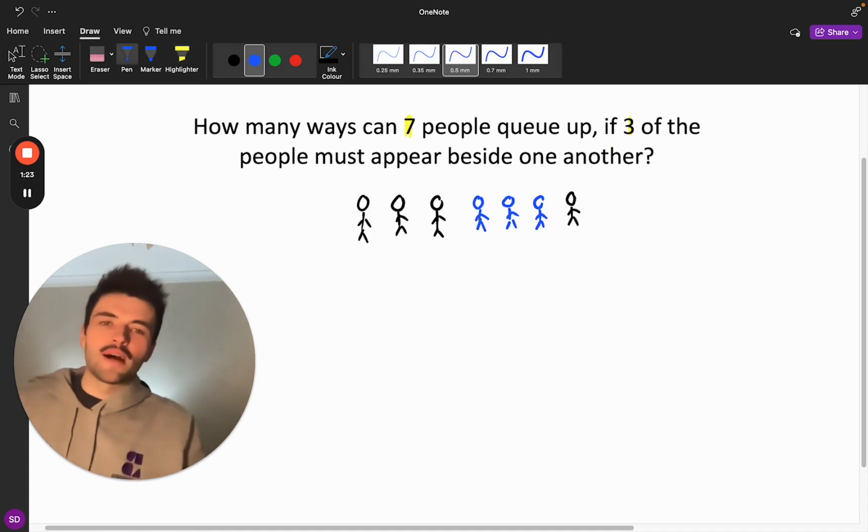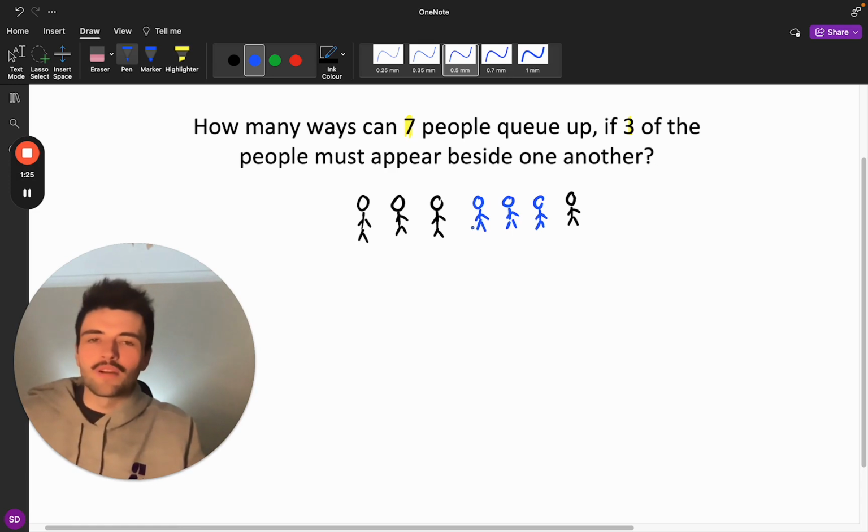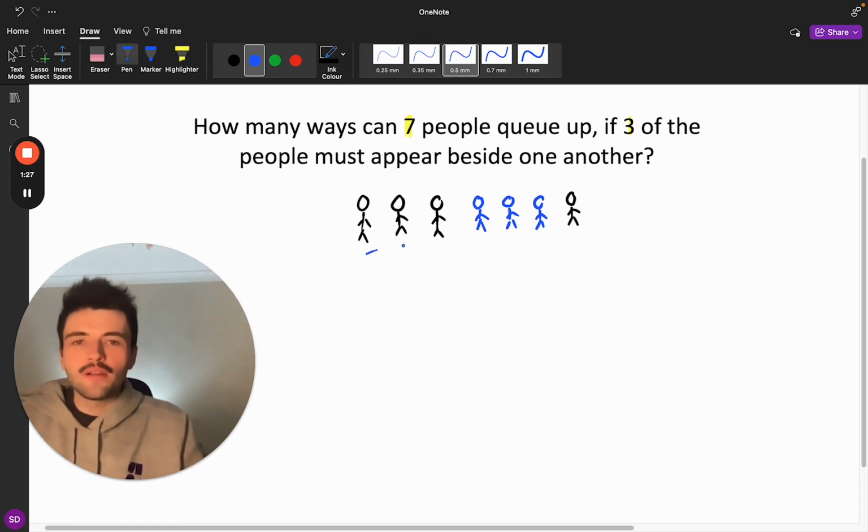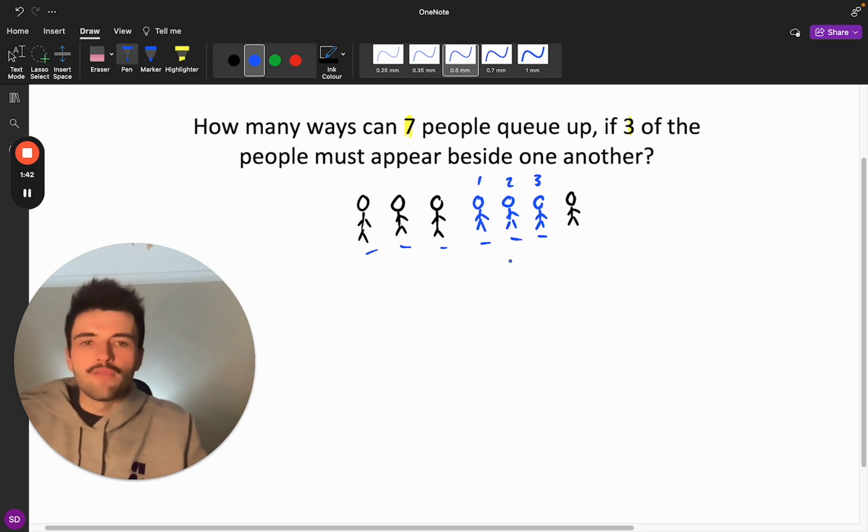And so one possible example of this queue could look like this, where we've got 3 random people here who can appear in any order, and then we've got these 3 blue ones which always need to be together. But the one thing to keep in mind here about these people is that they can also appear in different orders as long as they're together. So we've got 1, 2, and 3 here, but what we could also have is these 2 guys switching positions, or we could have the third person moving back to where the first is and switching with them.